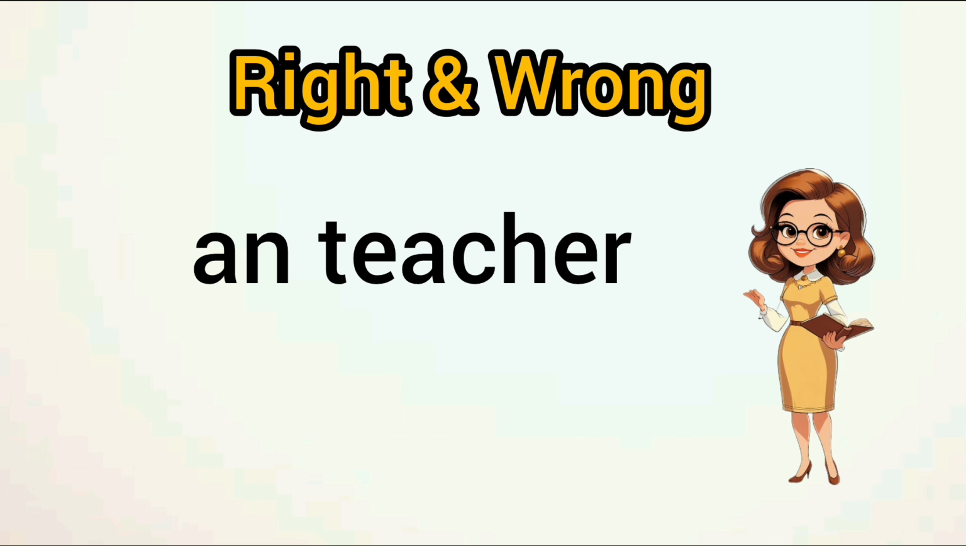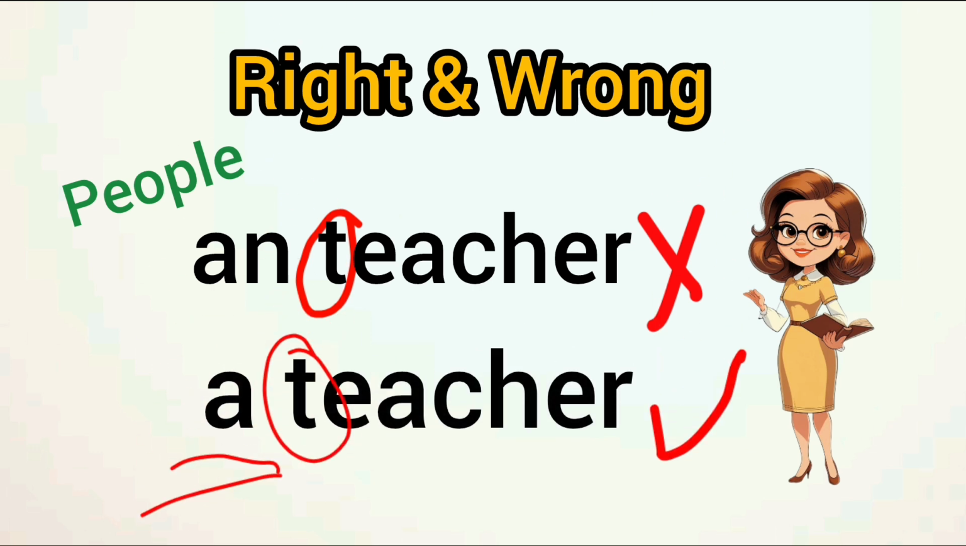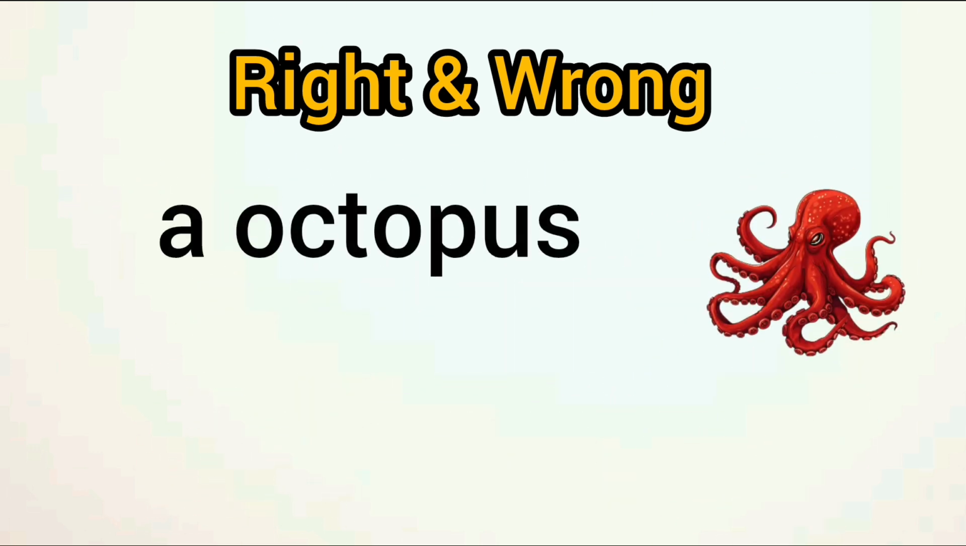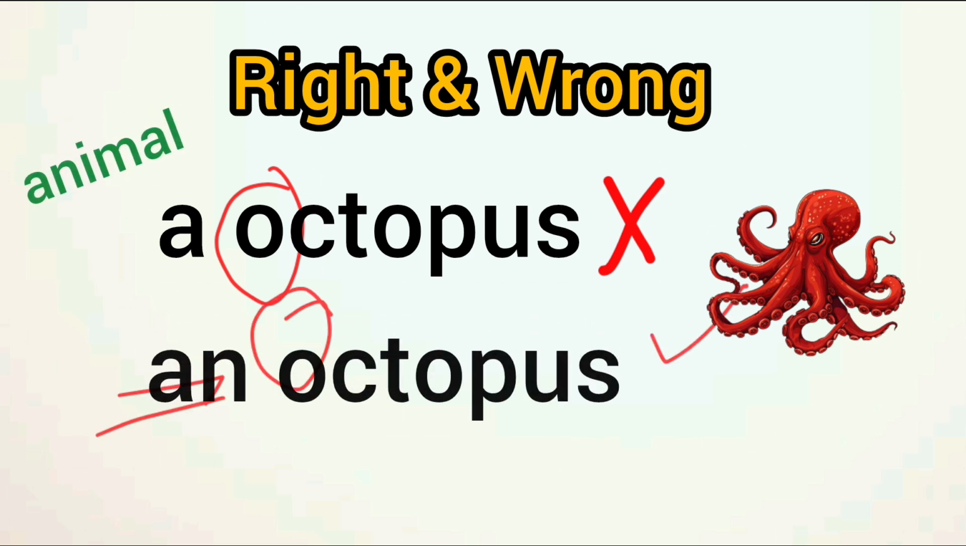Right and wrong. Now let's look at the right and wrong section. The first one says "an teacher." This is wrong because teacher begins with a consonant, so we need a. Teacher is part of the people section. A teacher. Next is "a octopus." This is wrong because octopus begins with a vowel. Octopus is from the animal section. An octopus.